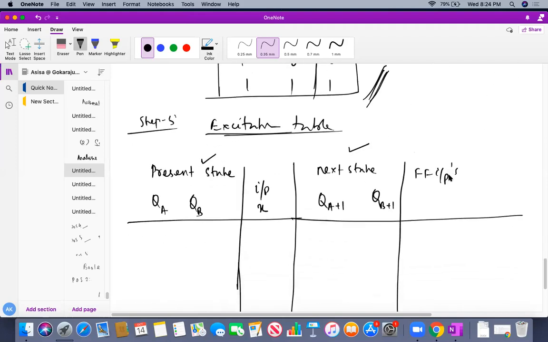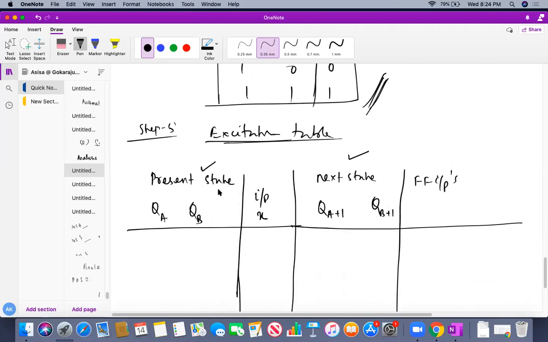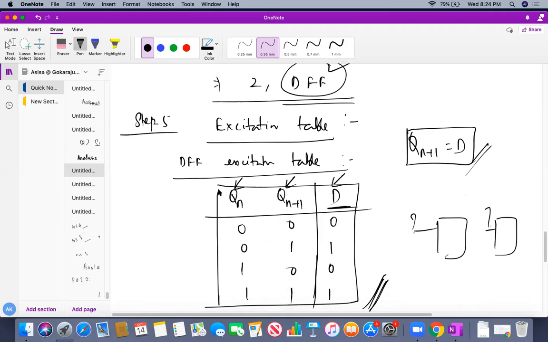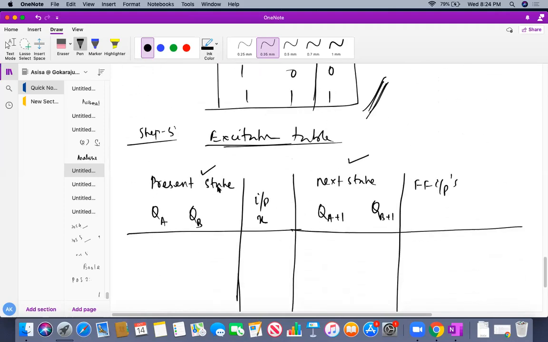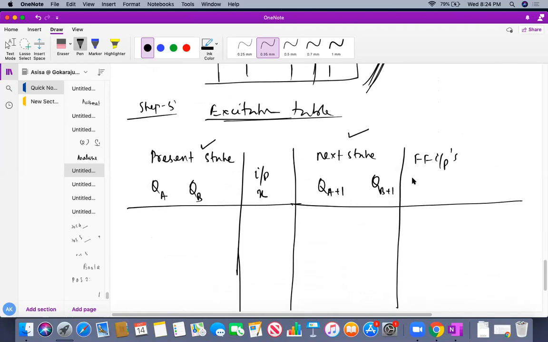So how to find out the flip-flop inputs? The flip-flop inputs are here. How many states? QA, QB are two states. So how many flip-flops do we require? Two D flip-flops required. If two D flip-flops, what are the inputs of these D flip-flops? DA and DB are the inputs of the D flip-flops. Do you have any doubt? Tell me. Okay. Next, at that time, output.